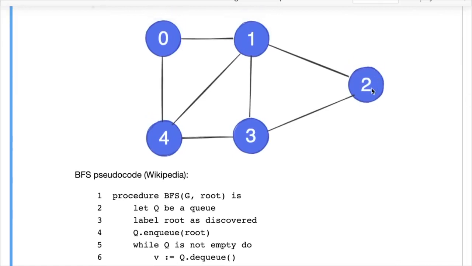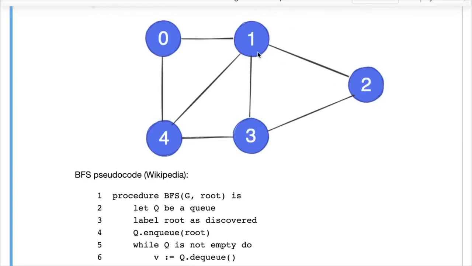Now, when we get 2 out of the queue in the next iteration, we check if there are any nodes which 2 is connected to, those are not yet visited. So 2 is connected to 1, but 1 is already visited. So there's no need to enqueue it again. And then 2 is connected to 3, but 3 is already visited. So there's no need to enqueue it again. And so we just move forward.